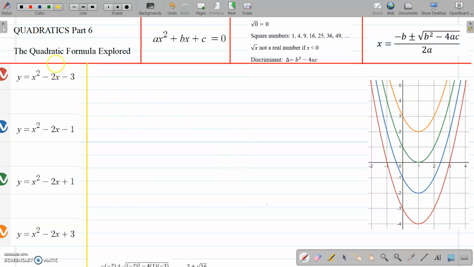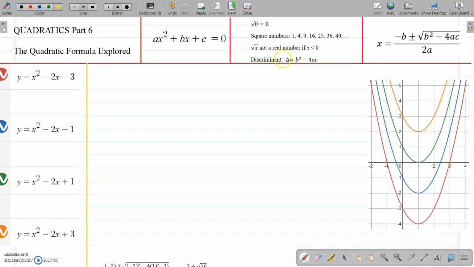Now, if we start with the information at the top of the screen, you've got the general form of the quadratic formula that you need to be familiar with, which is over here. You've got the general form of a quadratic equation, which is here. And you should know that the square root of 0 is 0, that the square numbers are 1, 4, 9, 16, 25, and so on. You should know that the square root of a number that's negative is not a real number. And this will be new to you.